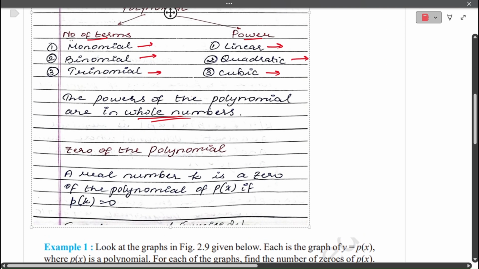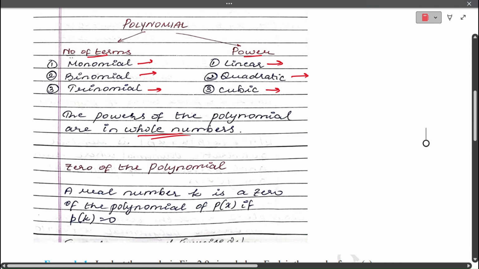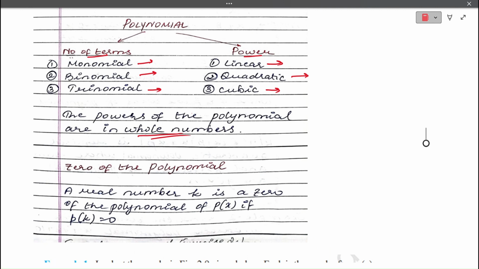Before going to example 1, we have one more small concept. What is the zero of a polynomial? For some value k, when you substitute the value of k in place of the variable in the polynomial, and that gives the result 0, then k is called a zero of that polynomial. Now let's get started with example 1.